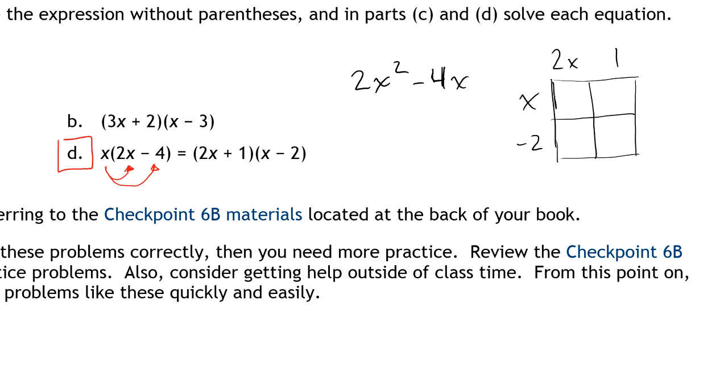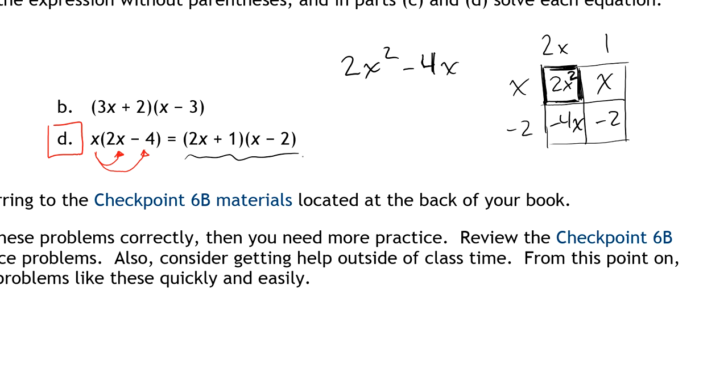So what I'm doing is multiplying the length and the width of each one of these little rectangles and writing down the result. The first one here is 2x times x, or x times 2x, which would be 2x to the second power. The upper right box is x times 1, which is just plain old x. The lower left box is negative 2 times 2x, which would be negative 4x. And then finally I've got negative 2 times 1, which is negative 2. Now the sum of those four parts is the product of this binomial times binomial.